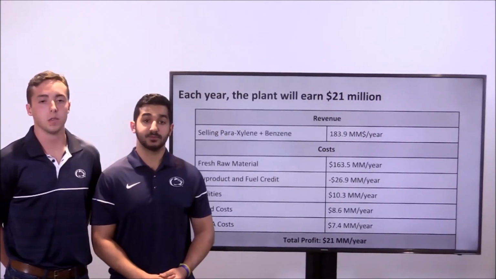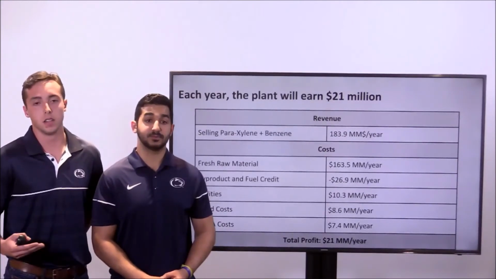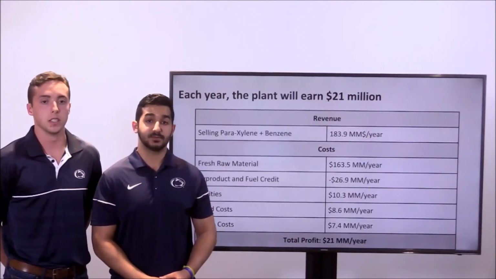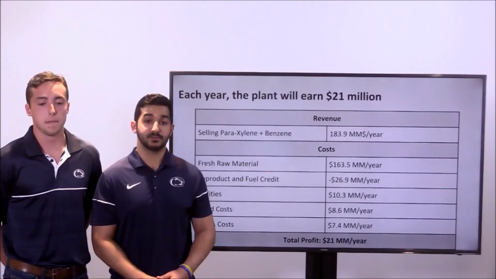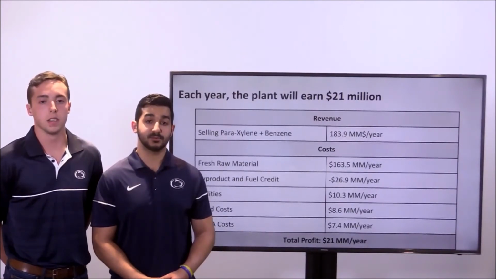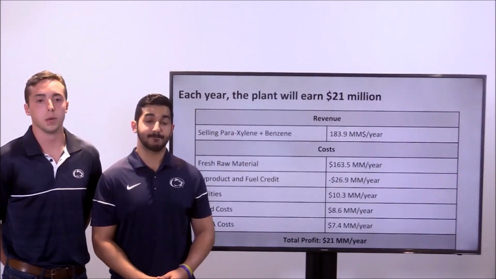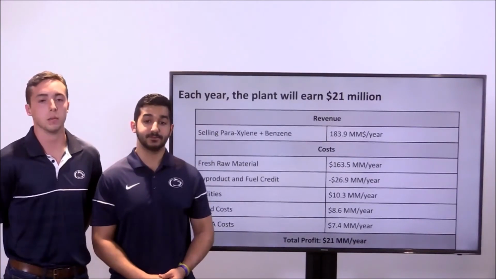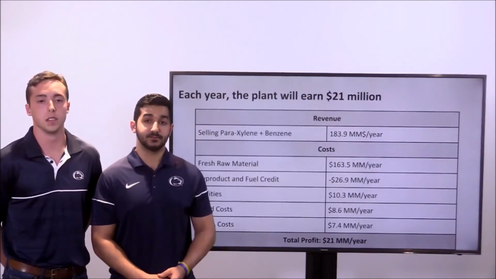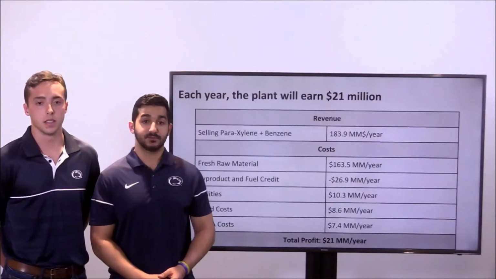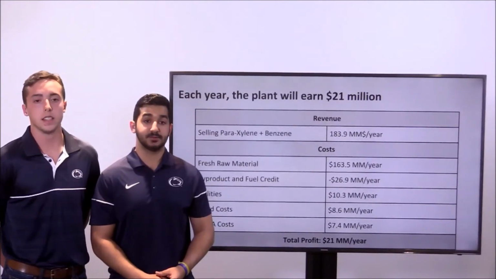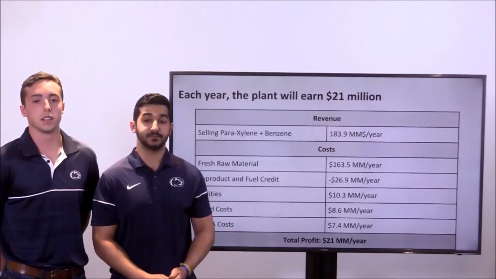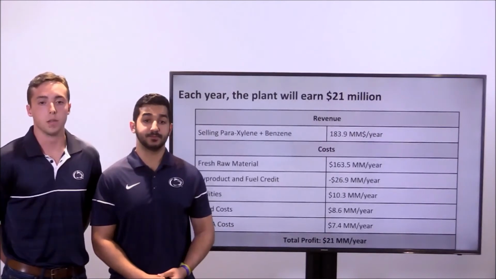For the byproduct and fuel credit, this can be attributed to selling mixed xylenes, which is another product that George had mentioned, as well as the fuel credit that we receive for burning some of our other waste streams, namely from the hydrogen purification unit and from the third distillation column. So as you can see, when taking into consideration these costs, the total profit yielded is $21 million per year.